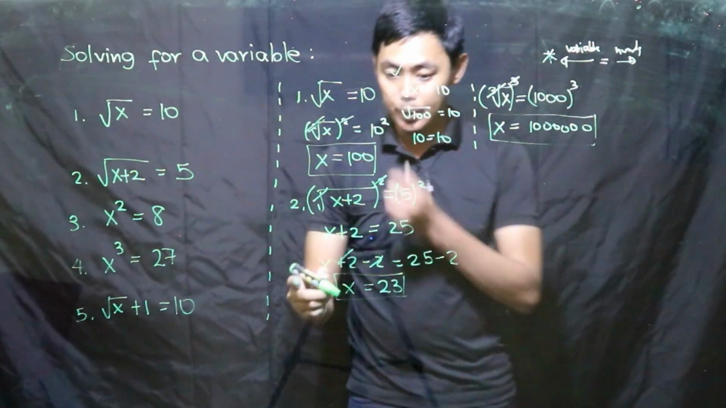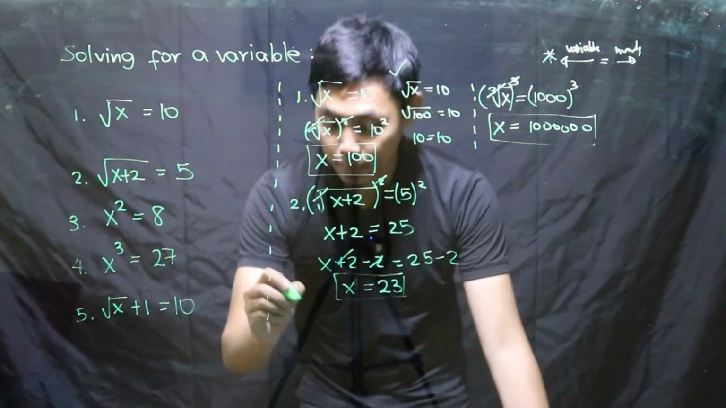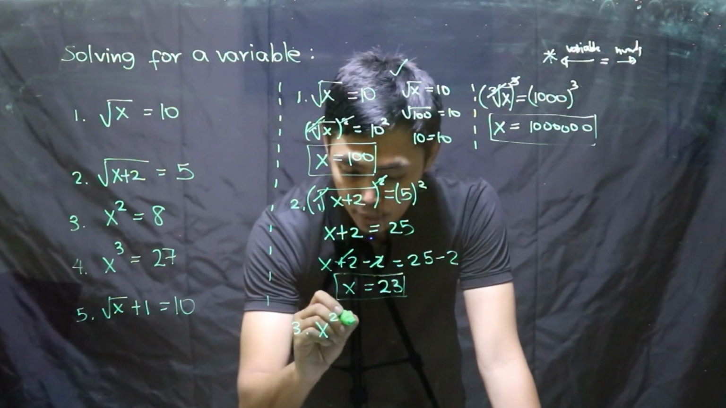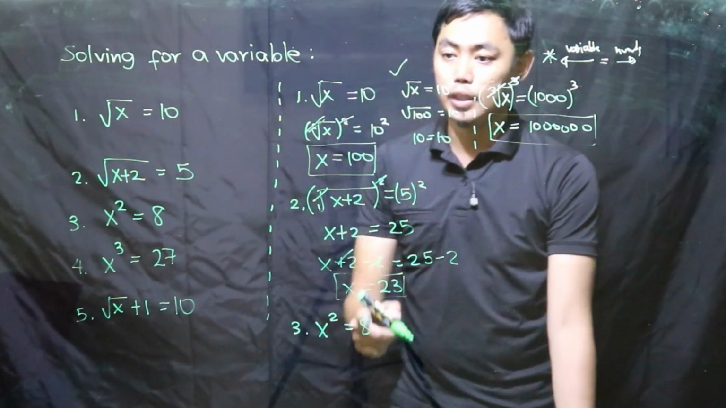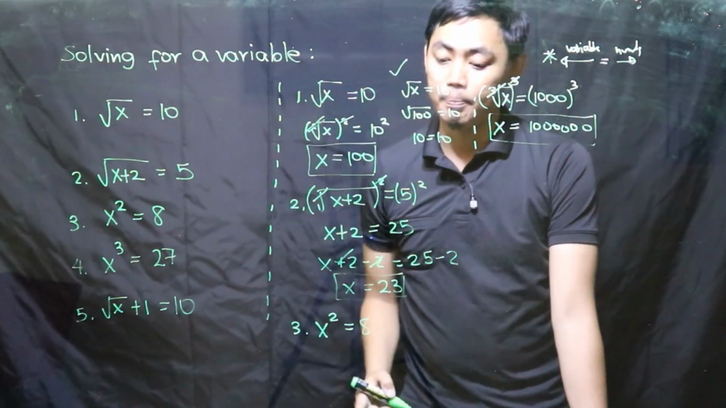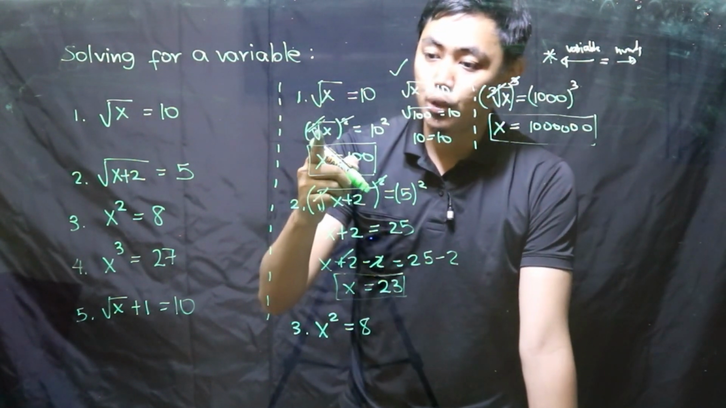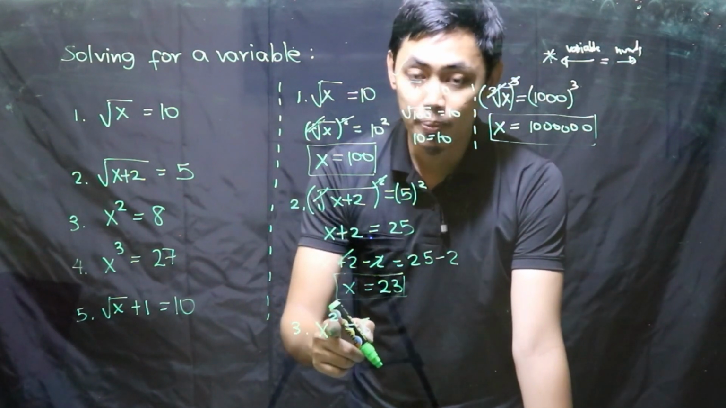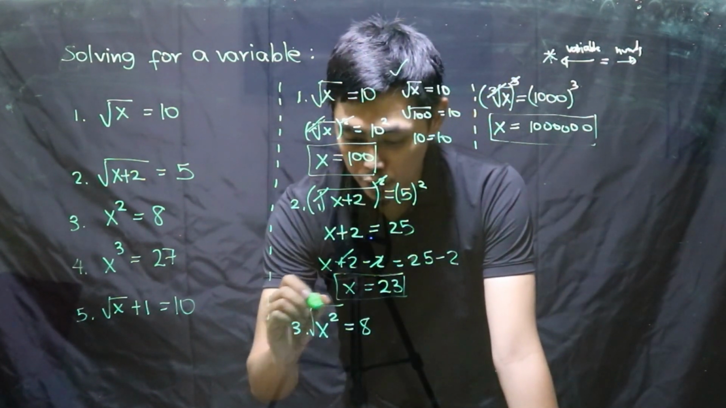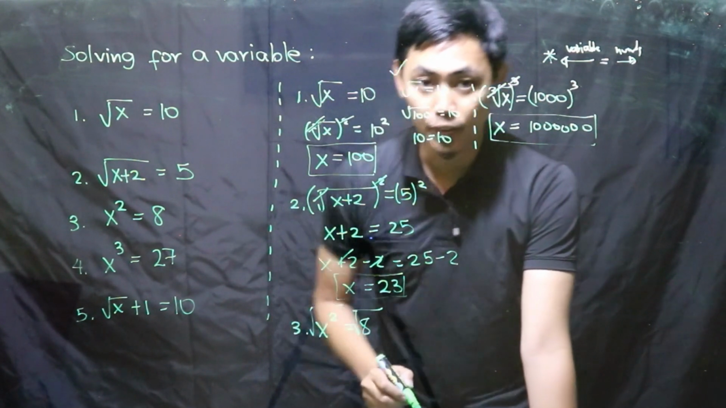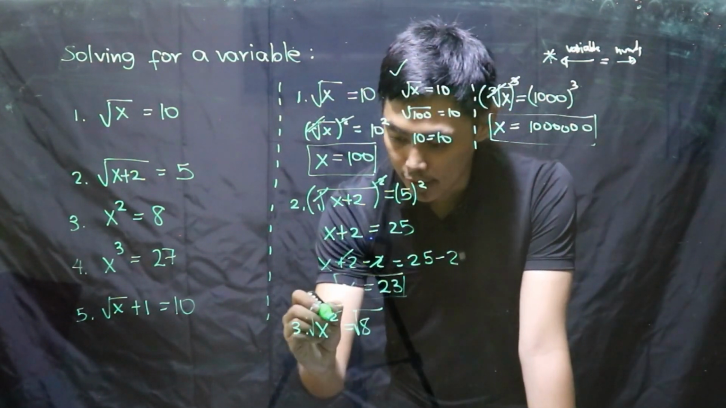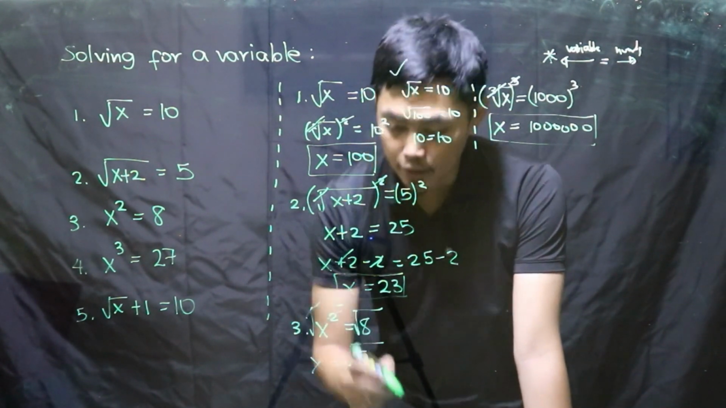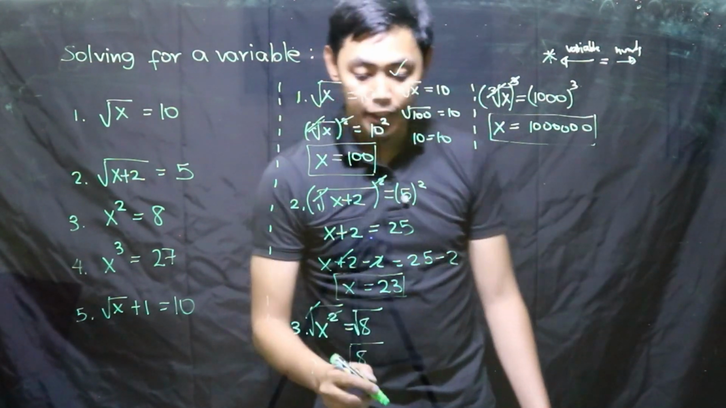Alright. Let's have number 3. The number 3 is simple. x squared is equal to 8. So this time, it is the reverse of number 1. In number 1, it was a square root that we squared to cancel. Now it is squared, so we take the square root. Cancel. Only x remains, and we have square root of 8. But we can still simplify this.